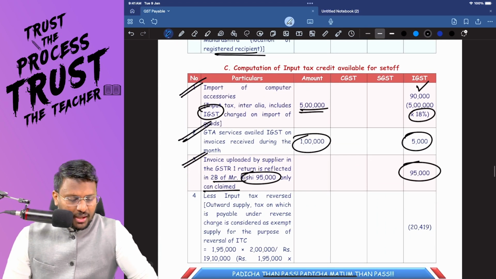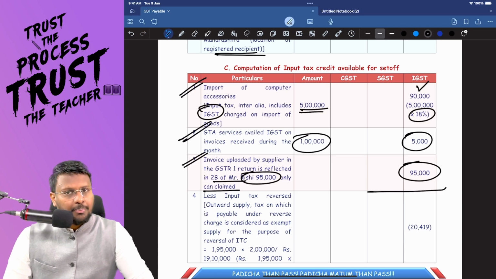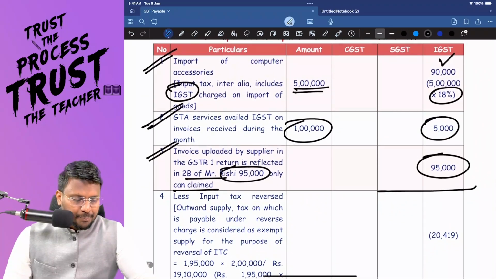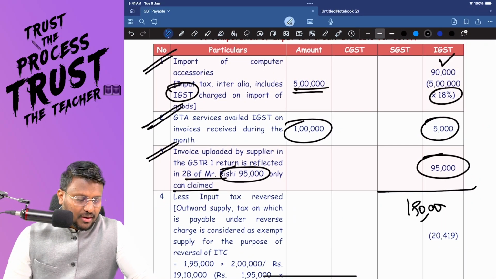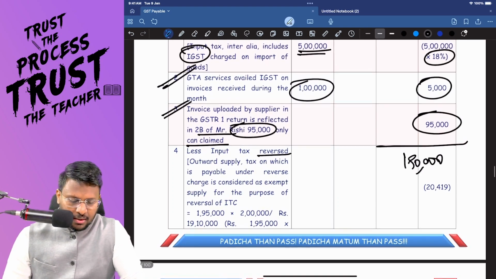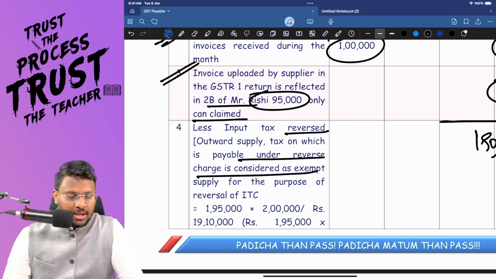ITC. So my dear lovable students, you have credit of 90,000 plus 95,000 plus 5,000. What is the total credit available? 1,90,000. Less ITC reversed. Input tax reversed on outward supply, tax on which is payable under reverse charge. Reverse charge is considered as what supply? Exempt supply for this purpose.